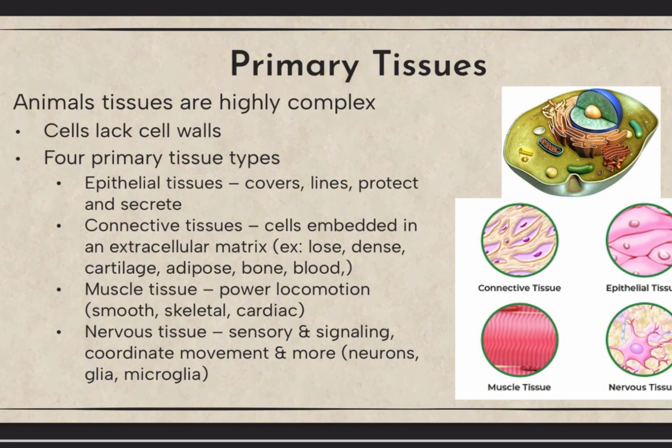Muscle tissues, these break into 3 categories: smooth, skeletal, and cardiac. And then finally, we have our nervous tissue, which is for sensory and signaling. And this is where we have our neurons and our glia and our microglia. And again, we're going to look into each of these.